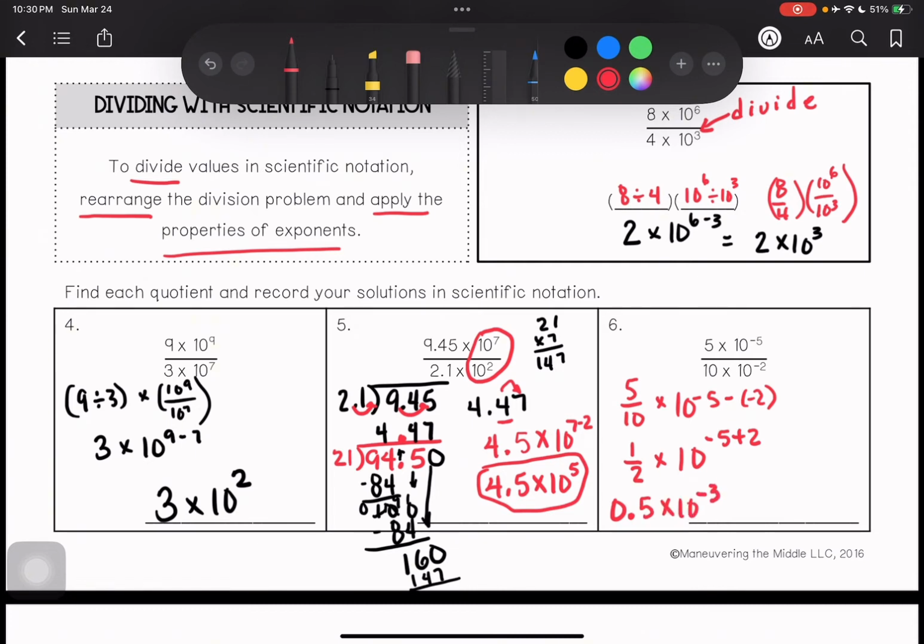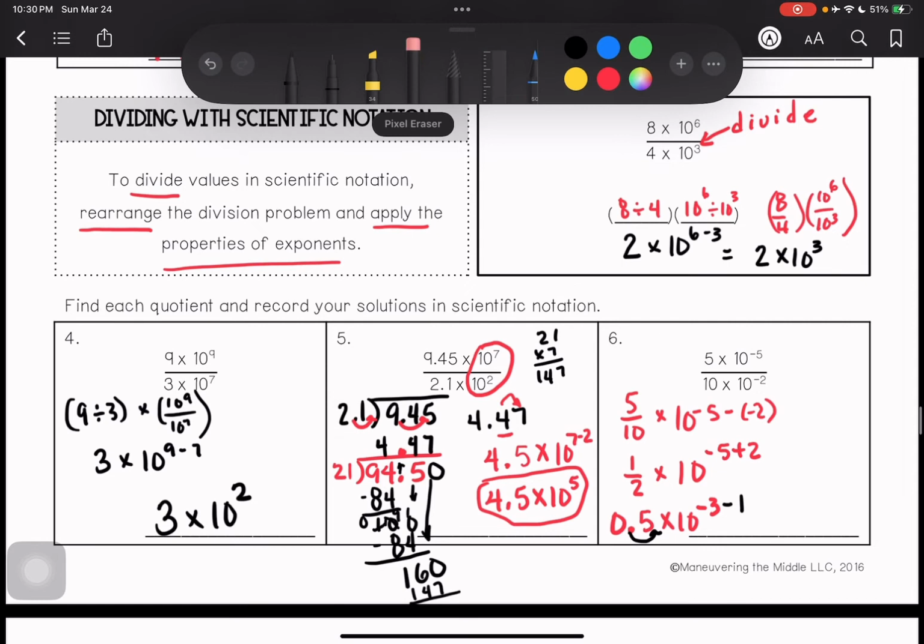Well, of course, 0.5 is not written in scientific notation. So I need to move the decimal one place to the right. If I move the decimal one place to the right, I make this number larger. If I make this number larger, I have to take one away from the exponent to make this number smaller. So this gives me 5 times 10 to the negative 4 power, which is your final answer.